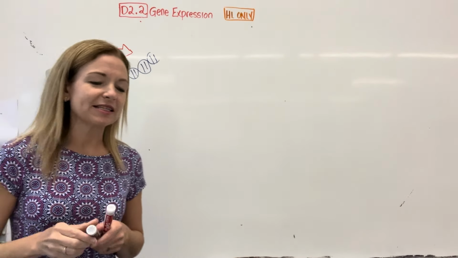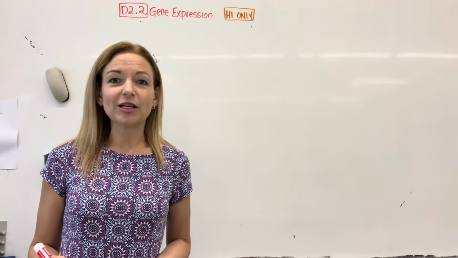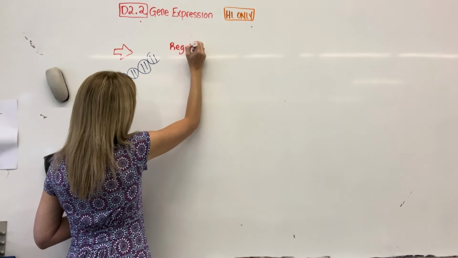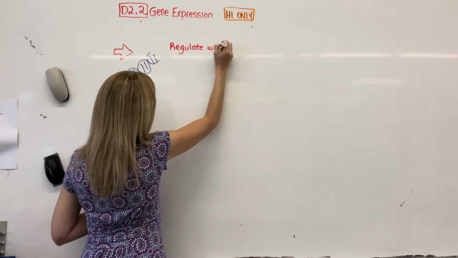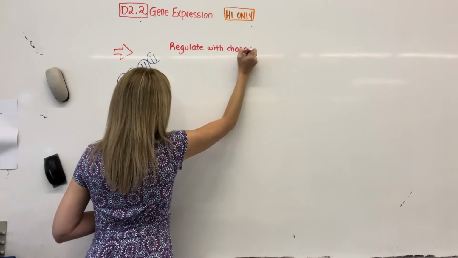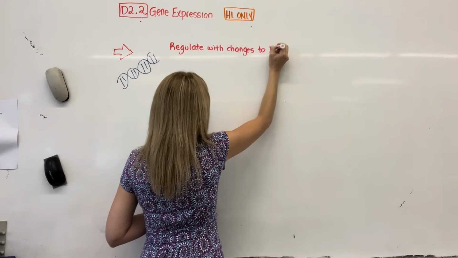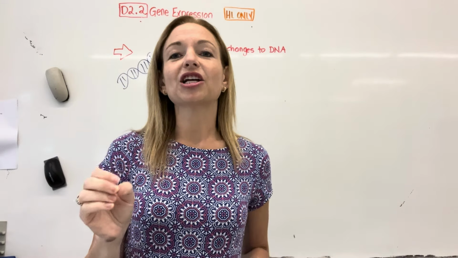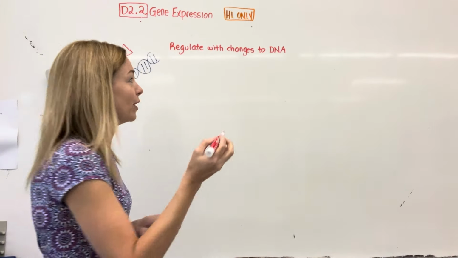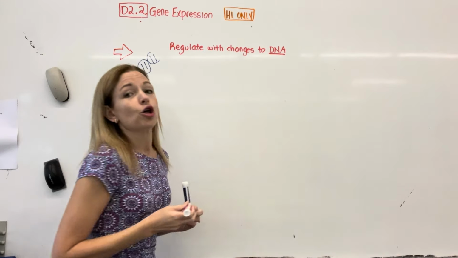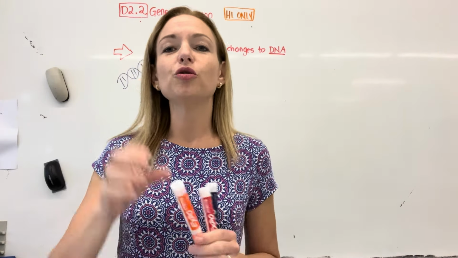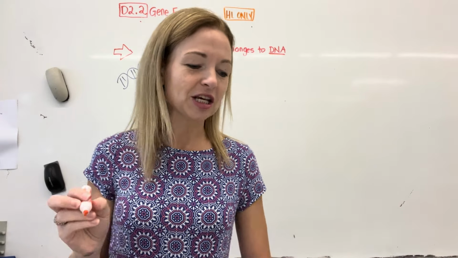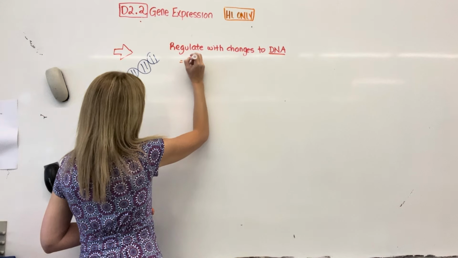So one option is that we can regulate what is going to be transcribed with DNA changes. So in this case, we are going to actually change the original DNA. So we are going to actually go ahead and at the original DNA point, make some changes to it. Those changes that are made to the DNA but not to the sequence, so non-sequence based changes to the DNA, are called epigenetic tags.